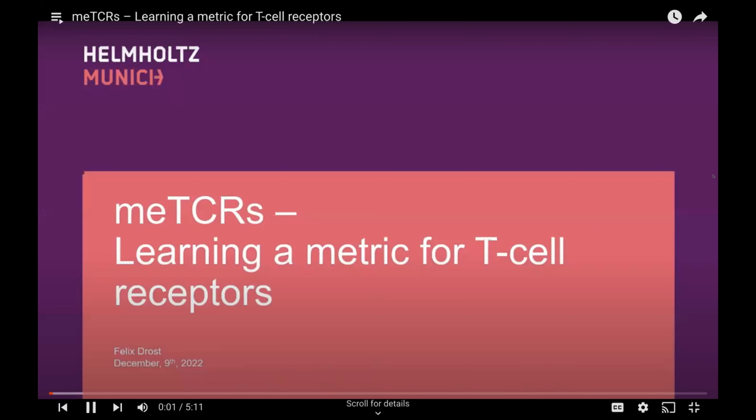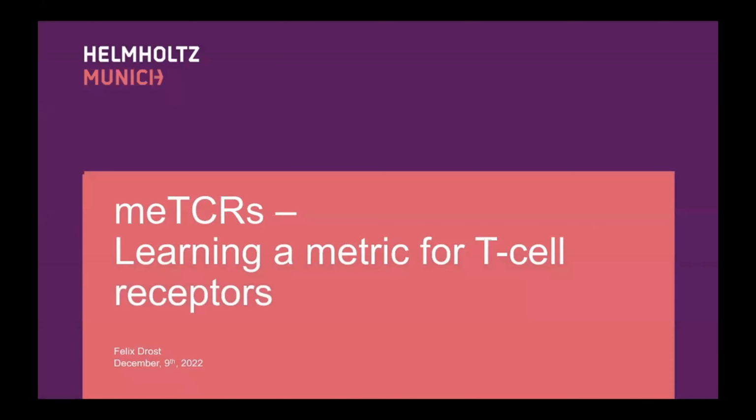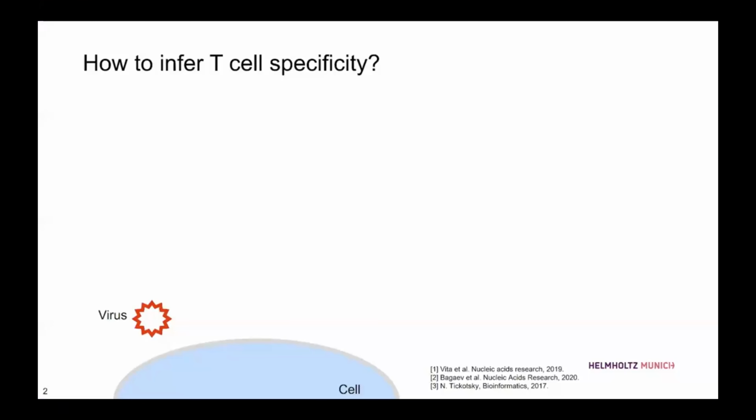Hello, this is Felix Drost from the Helmholtz Center Munich in Germany, and I will present to you MeTCRs, which is a deep metric learning approach for comparing T-cell receptors based on the sequences. Let's start with a motivation.